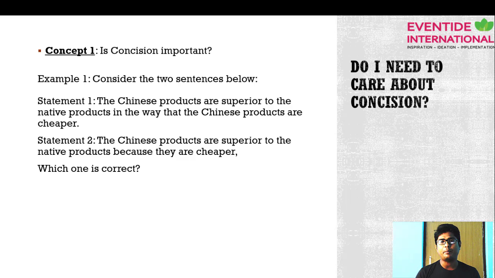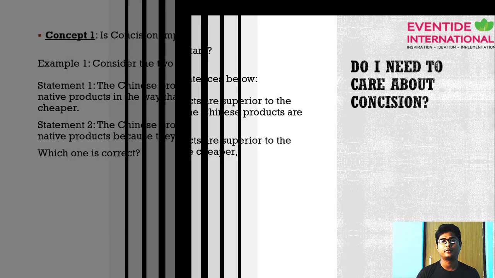Look at the two statements below. The first statement states the Chinese products are superior to the native products in the way that these Chinese products are cheaper. And the second statement says the Chinese products are superior to the native products because they are cheaper. Now, the question is, which one of the sentences do you think is correct? Take your time, pause the video, come back with your correct answer.